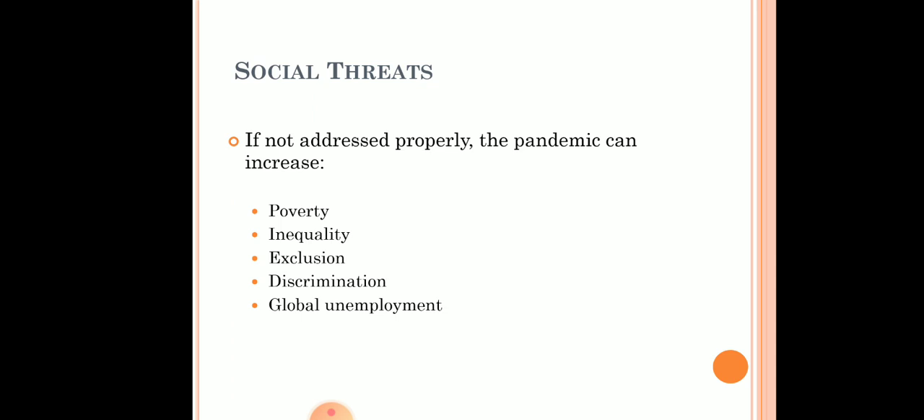Then, what are its future threats or social threats? If not addressed properly, the pandemic can increase poverty, inequality, exclusion, discrimination, and global unemployment. If you are affected by any other disease, there will be someone or the other to help you out. But in this particular case, since it is a pandemic, it can lead to exclusion in society. You will be discriminated against. It will lead to inequality in the social arena. And since all the shops and markets are locked down, it can also lead to poverty. Since people cannot work or go out of their homes, it can lead to poverty. And there is a huge chance of global unemployment as well. So these are the social threats that we may face in the future if COVID-19 is not addressed properly.